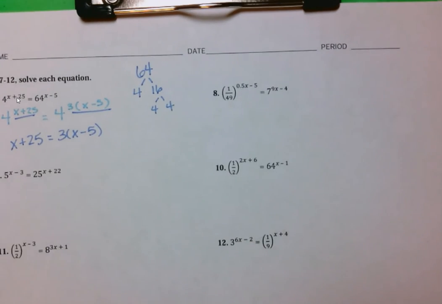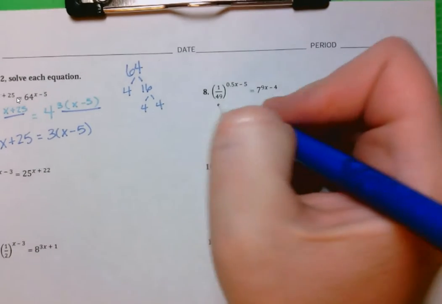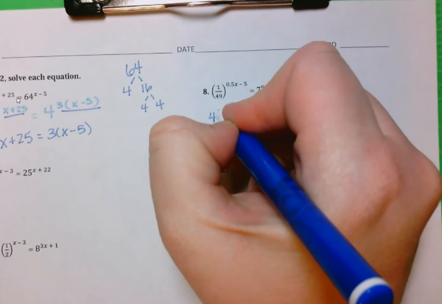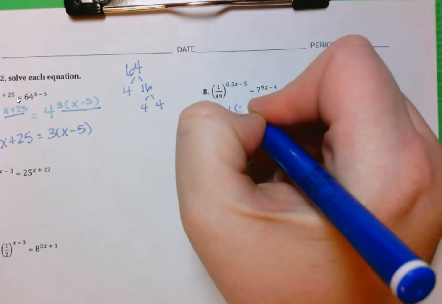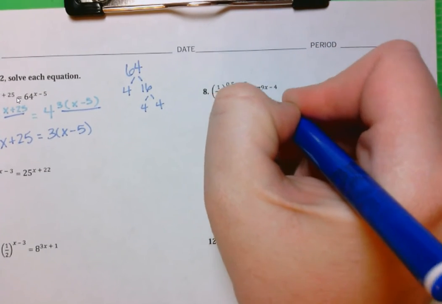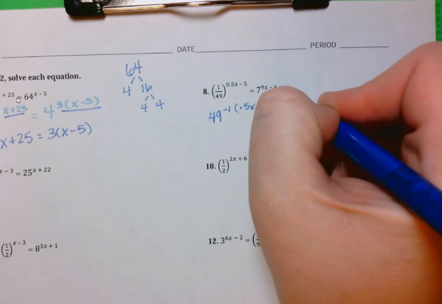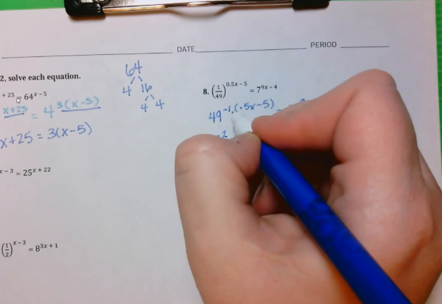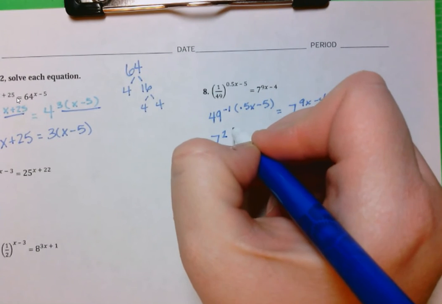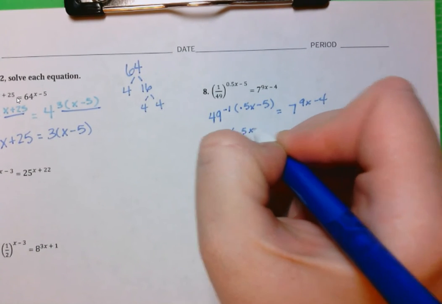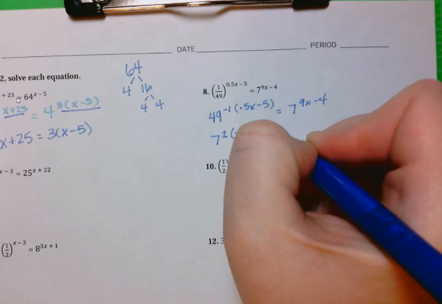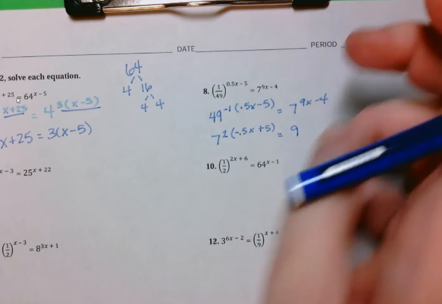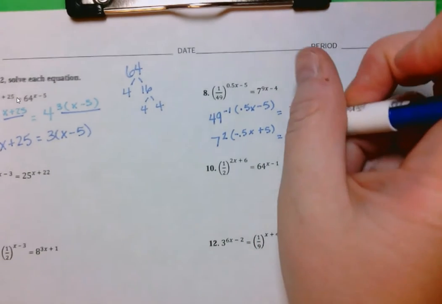On a fraction problem, I don't like fractions, so I would make this 49 to the negative 1 times 0.5x minus 5 equals 7 to the 9x minus 4. 49 is really 7 squared. I would distribute the negative 1 at the same time, so times negative 0.5x plus 5 equals, whoops, that should be a 7.